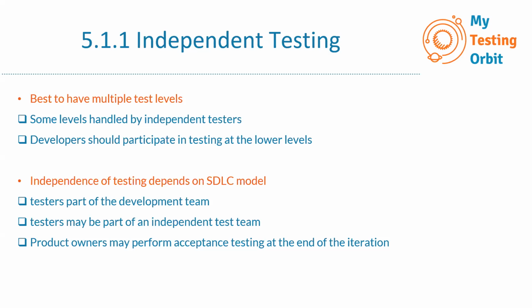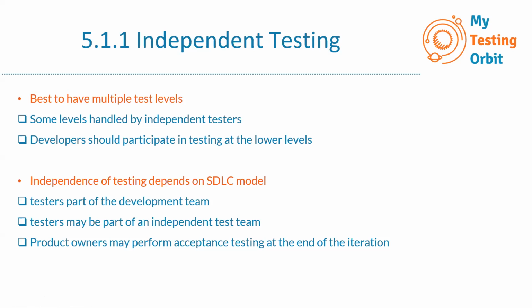On the other hand, if we are using the agile model, then usually testers are part of the same team. There's one team, and developers and testers are in the same team. That's why it's mentioned here that independence of testing depends on the SDLC model. In that SDLC model, that would be the best model of the team working together, so tester and developer would be in the same team.